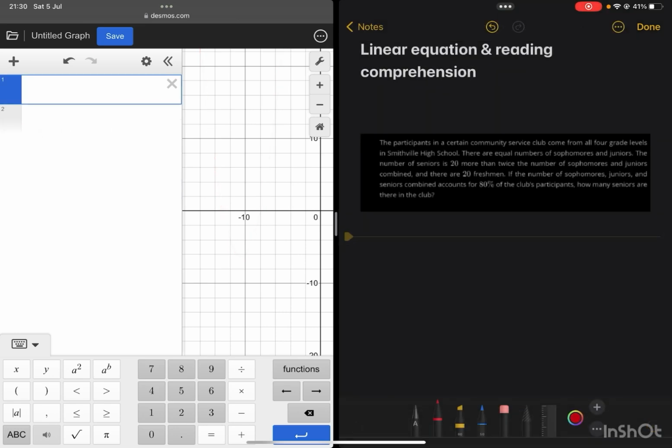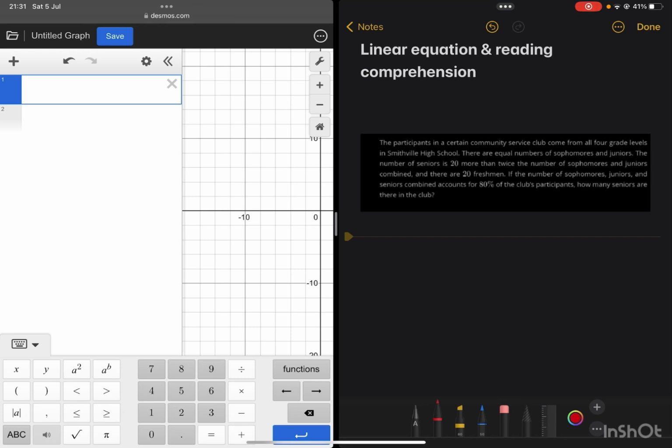Okay, we're ending this prediction with a reading comprehension question. The participants in a certain community service club come from all 4 grade levels in Smithville High School. There are equal numbers of sophomores and juniors. The number of seniors is 20 more than twice the number of sophomores and juniors combined. There are 20 freshmen. The sophomores, juniors, and seniors combined account for 80% of the club's participants. How many seniors are there in the club?